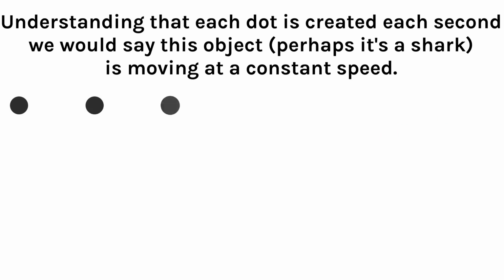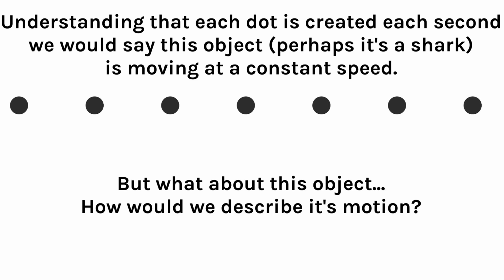Understanding that each dot is created each second, we would say this object, perhaps it's a shark, is moving at a constant speed. But what about this object? How would we describe its motion?